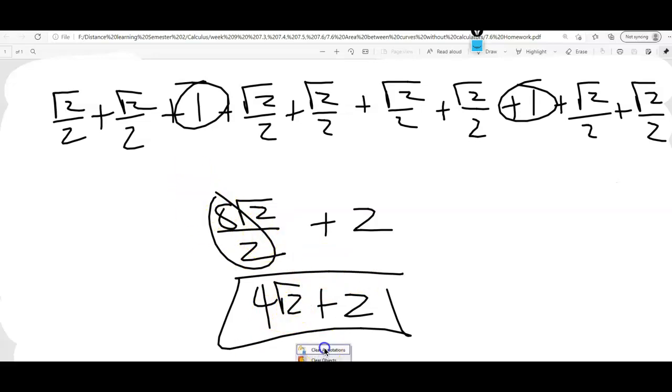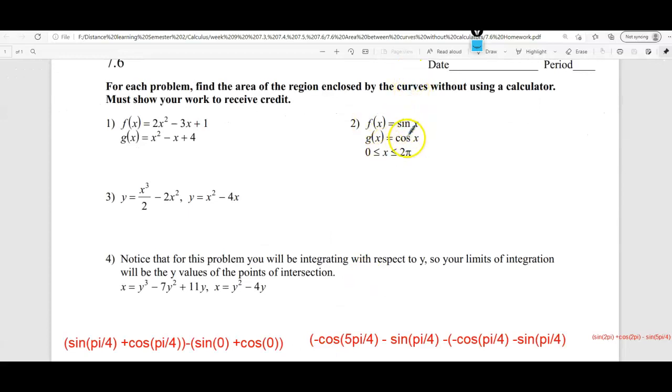So the principle there is basically to find where they intersect, and that's at pi over 4 and 5 pi over 4. Set up 3 integrals, integrate, and plug and chug from there.